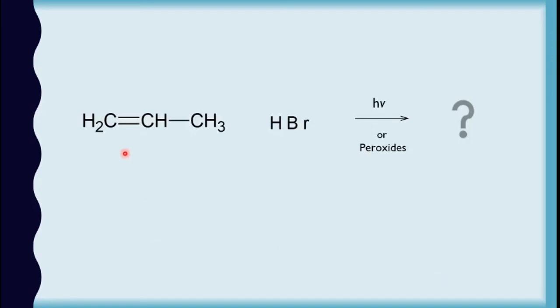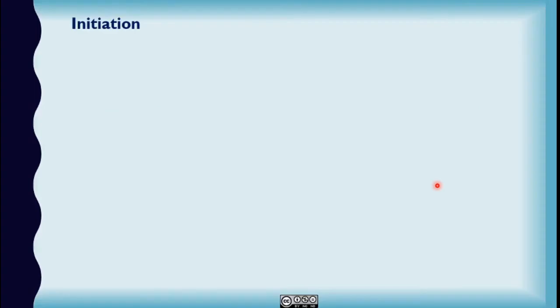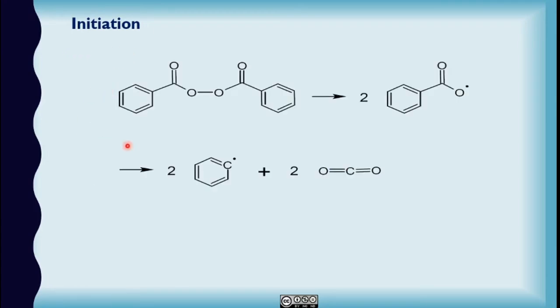So let's see what will happen to this alkene when it combines with HBr in presence of either light or peroxide. Let's see the mechanism of this. What will be the product and how that product will be formed. So the first step, as we know under free radical reaction mechanism, is initiation. Here we have peroxide, that is benzoyl peroxide, which is nothing but the radical initiator.